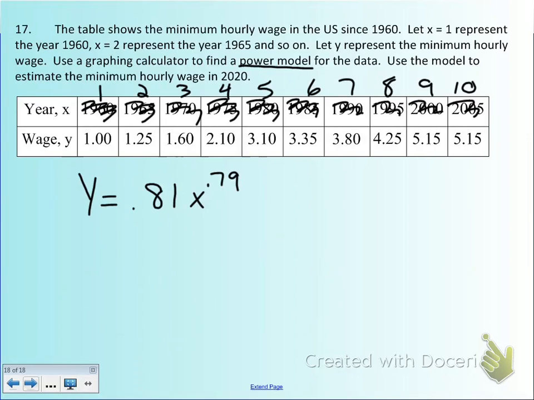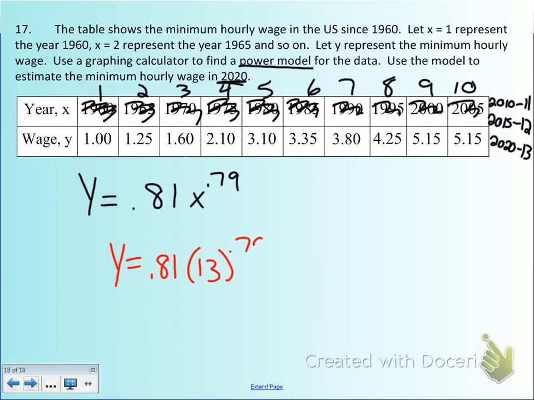And then it says, use the model to estimate the minimum hourly wage in 2020. So if 2005 is 10, then that means 2010 is 11, 2015 is 12, and 2020 would be 13. So that means we're going to plug 13 into this equation. So y equals 0.81 times 13 to the 0.79. Do this in your calculator, and you will end up with a minimum wage in 2020 of 6.14.